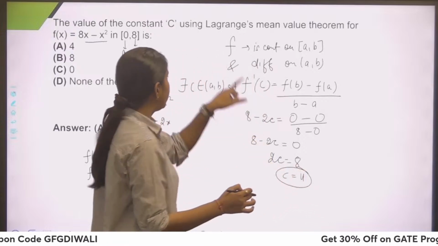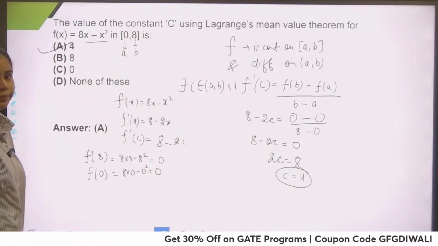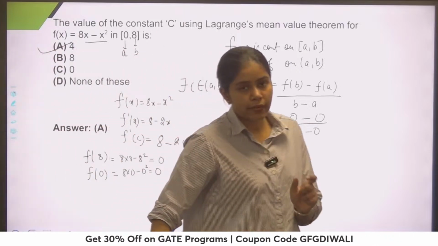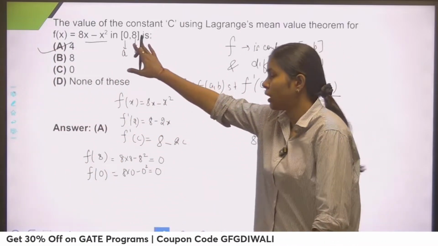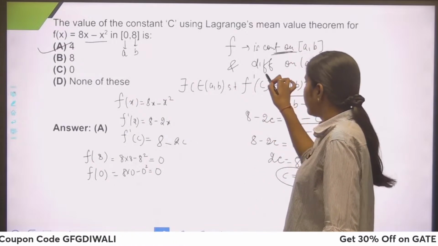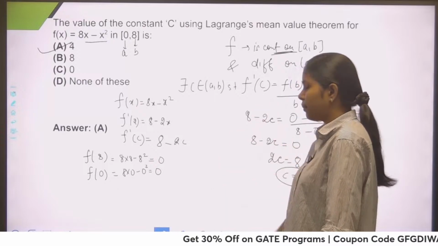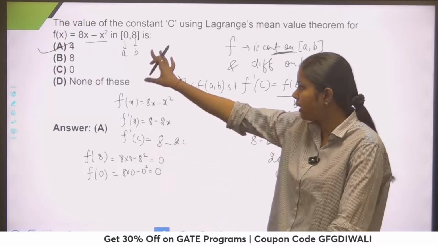So this 4 value lies in this interval. So I get the correct C. So option A is correct. Right? But the important point is the value you get for C should lie in this interval. And if you have done everything correct, if f is continuous on closed interval AB and differentiable on open interval AB, then you can apply this condition and the value of C you would get in this interval.